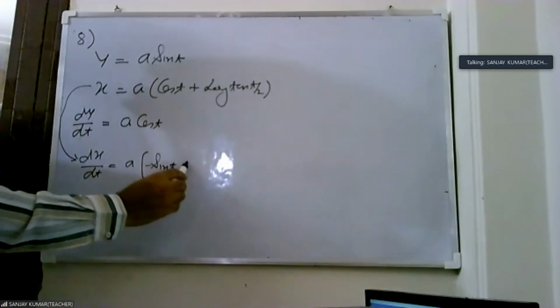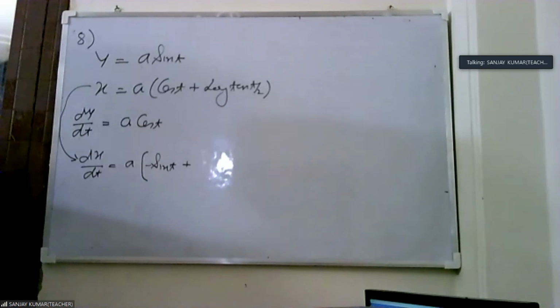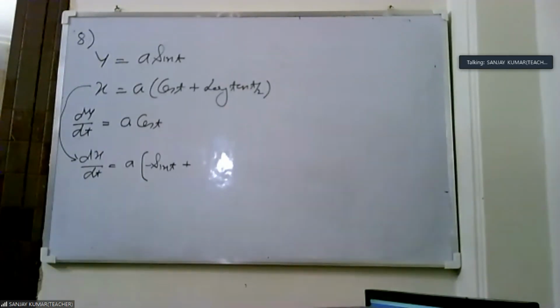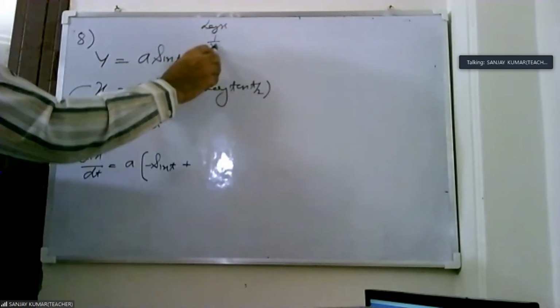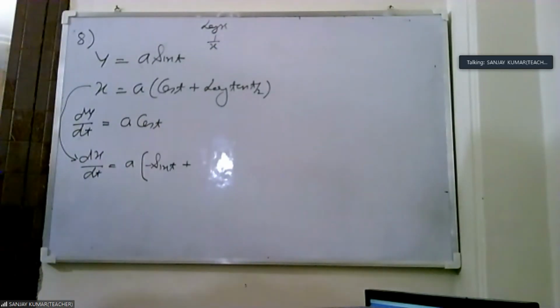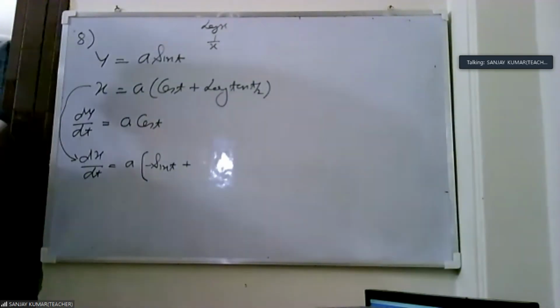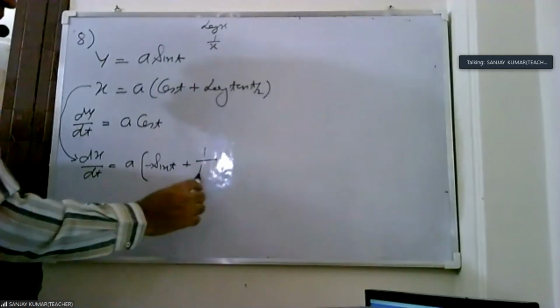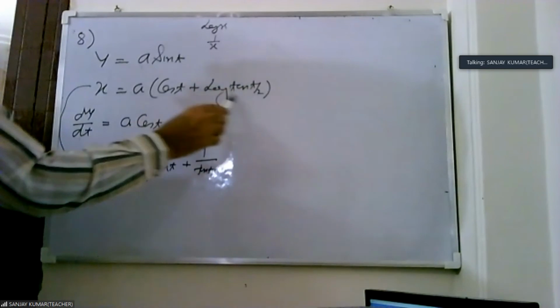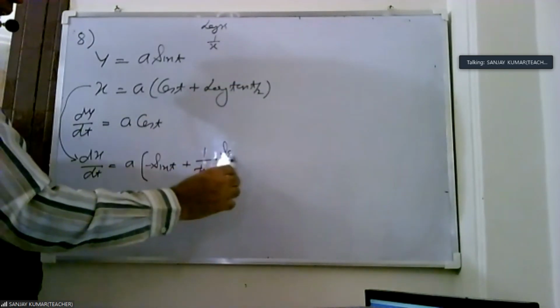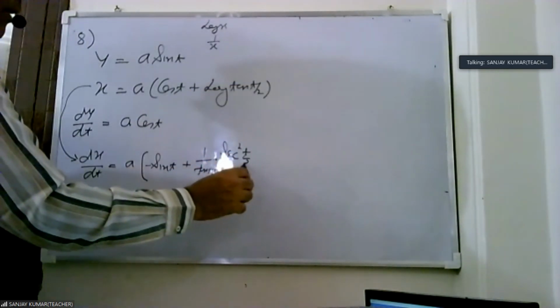Now log tan t by 2: log is the term, and tan t by 2 is its angle. When we differentiate log x, the derivative is 1 by x when the angle is x. But here the angle is tan t by 2, so log tan t by 2 gives 1 upon tan t by 2, then the differentiation of its angle, which is sec square t by 2, then its angle.